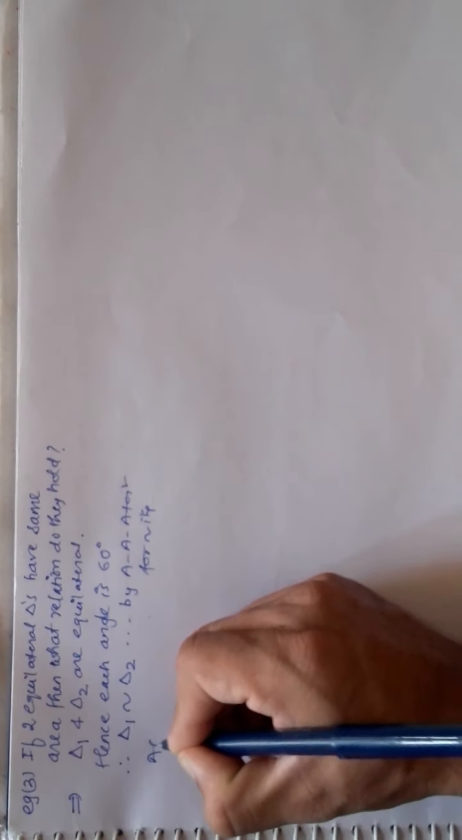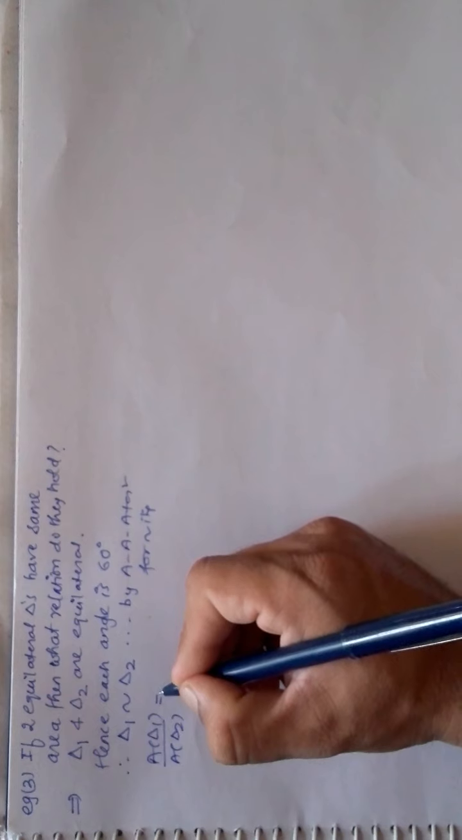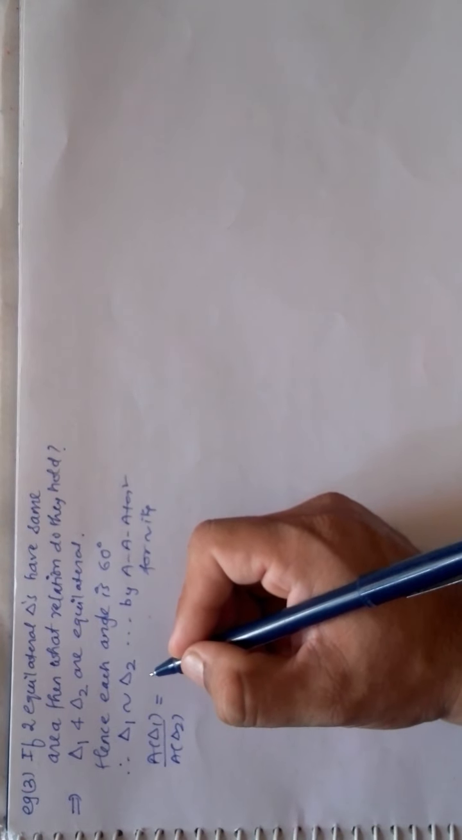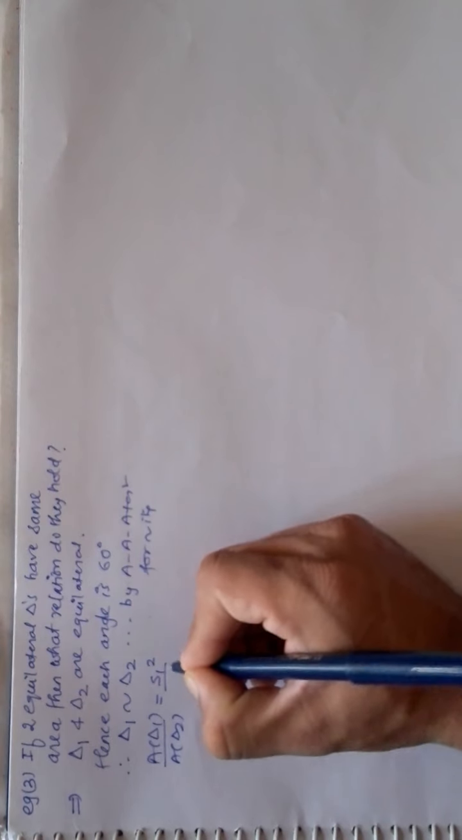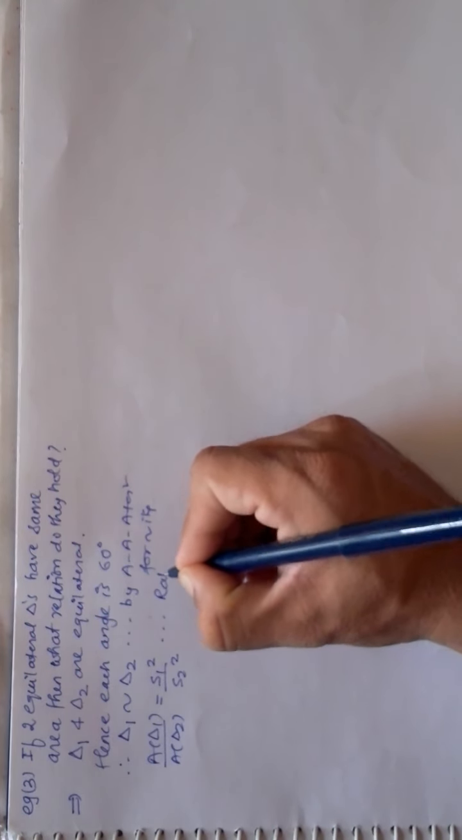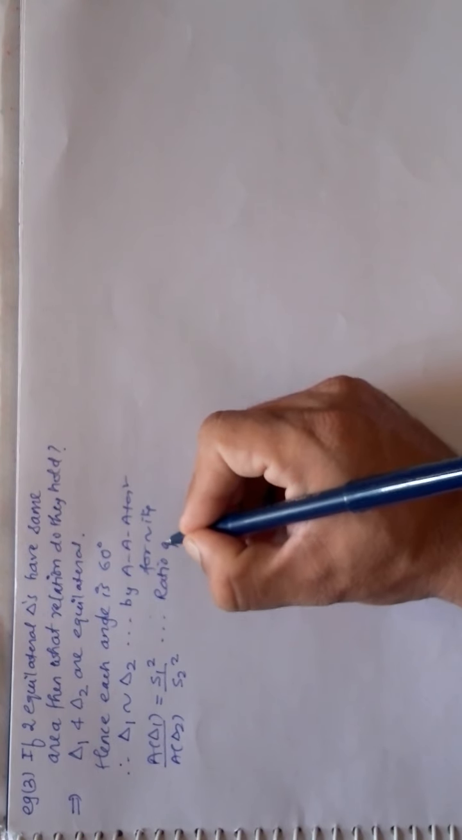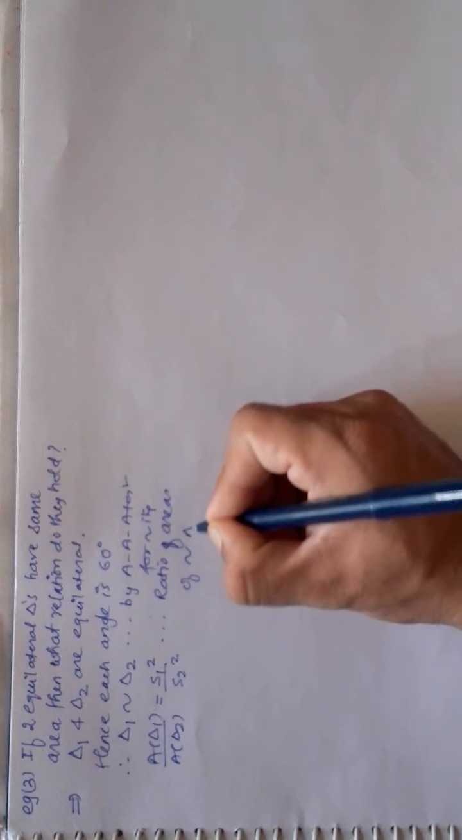Okay, now if the two triangles are similar, then obviously the ratio of areas of these two similar triangles will be proportional to the squares of their corresponding sides. That means S1 square is to S2 square. This is the ratio of areas of similar triangles, because the triangles are similar.